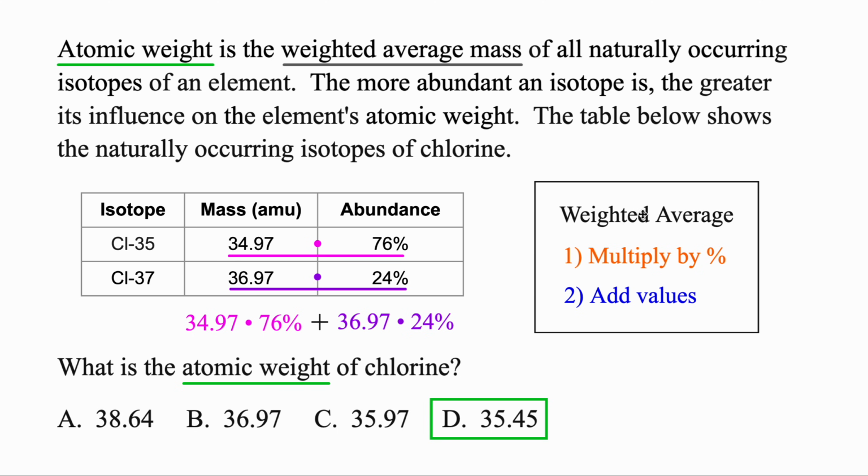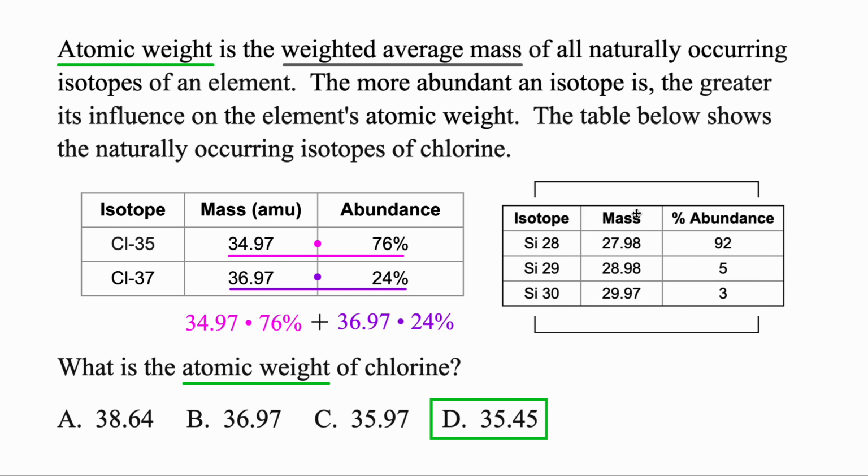So as long as you know the process for a weighted average, you could easily find them for a table like this. And by the way, if they gave you 3 masses with different percentages, we would just multiply each of those and then add all 3 together. So that's how you could do any weighted average.